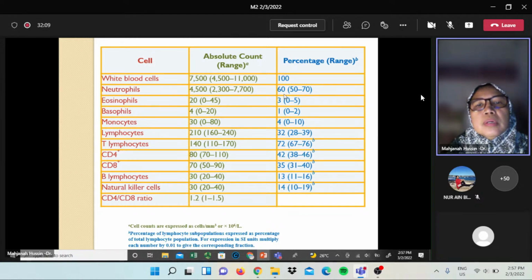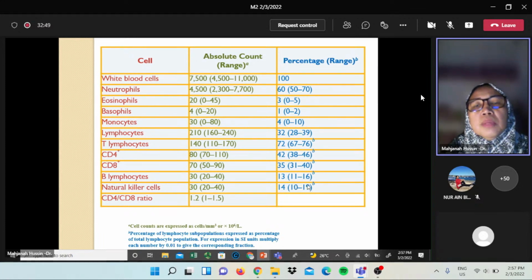The comparison in percentage will be, if you have 7,000, it will be 100% of white blood cell. You can have basophil, which is very little, only 1%. Your natural killer will be 14%, so the range is 10 to 19, still acceptable. This is a normal range, but if you are below 10, it's reduced, the amount of the cell will be less. If you have more, around 20 or more, that means the cell is being produced more.